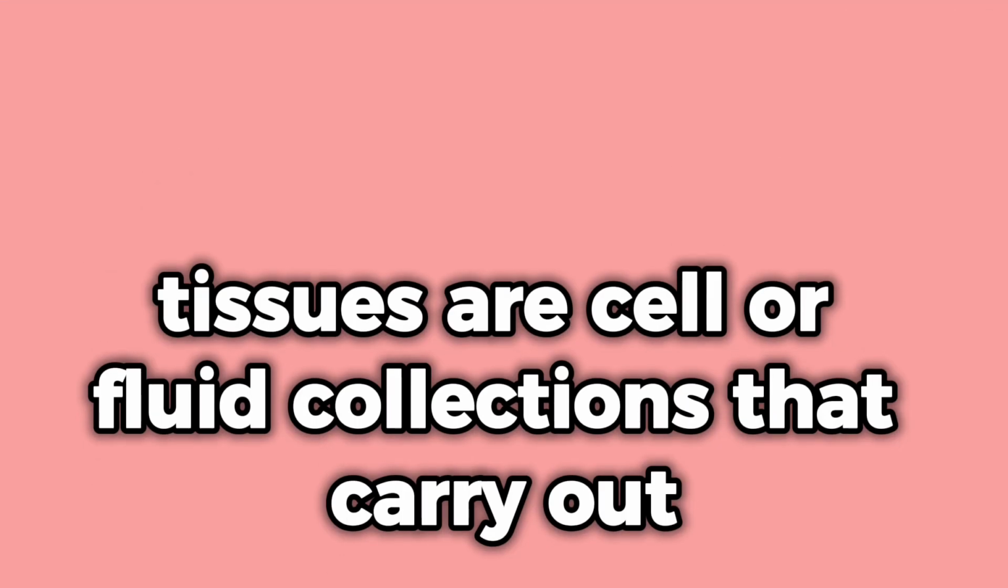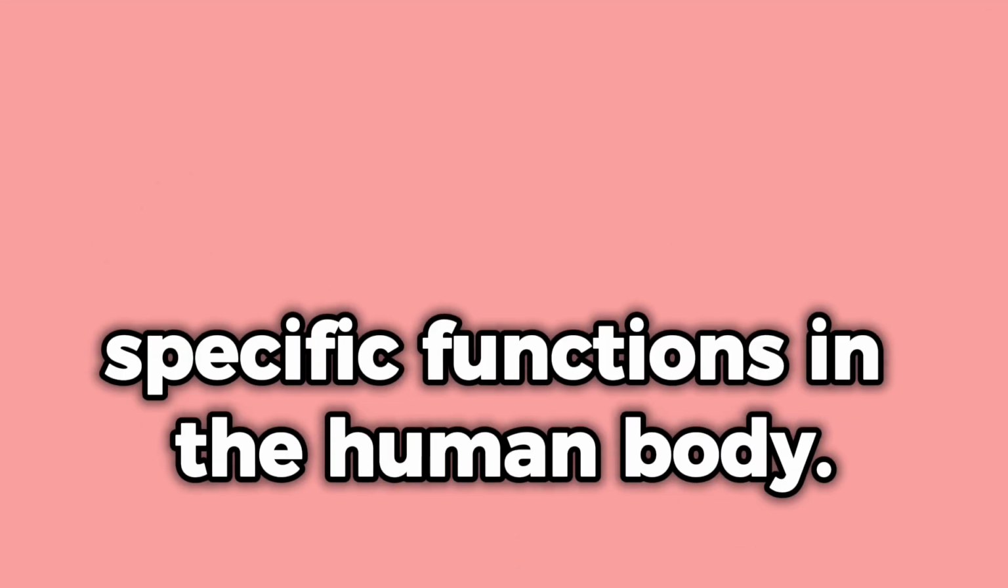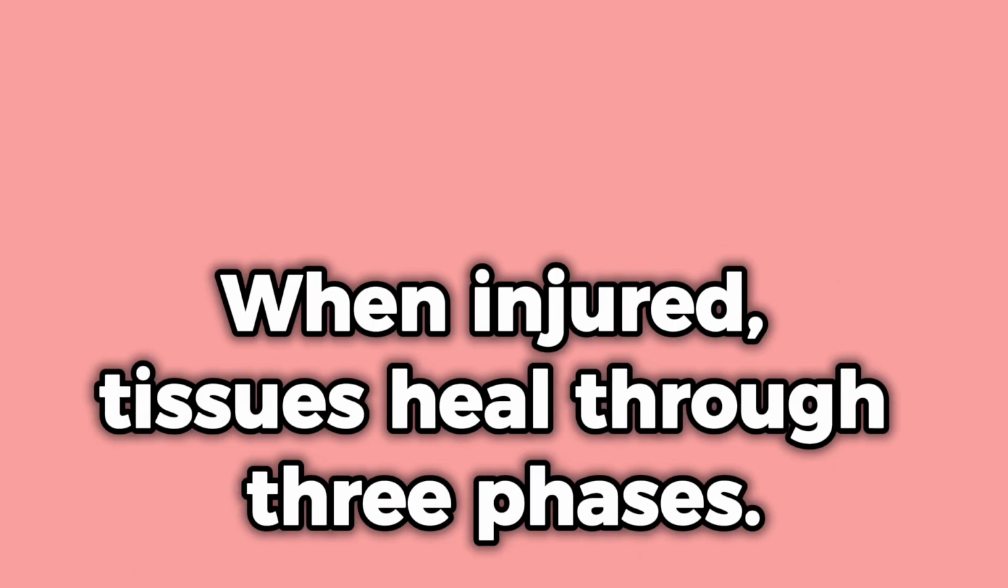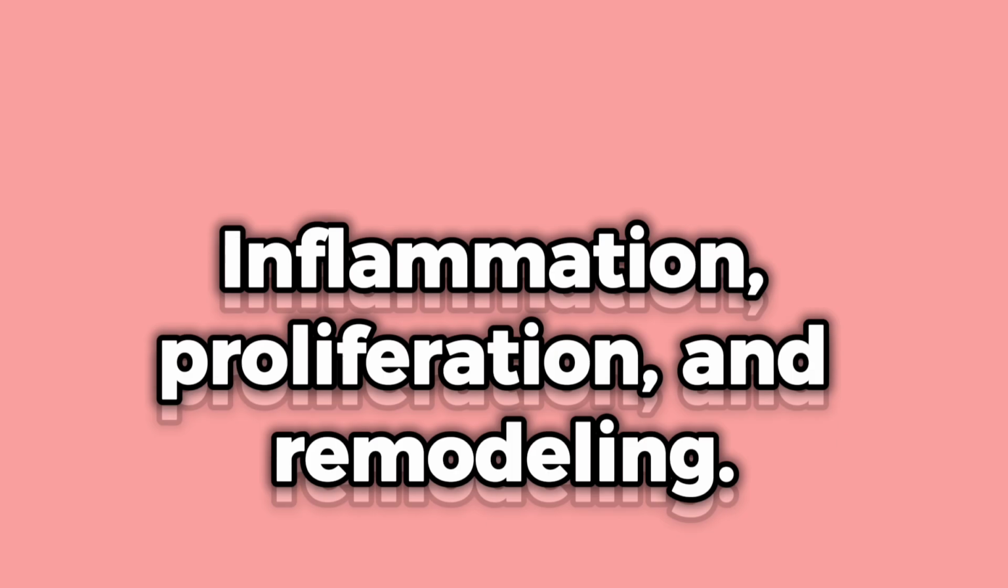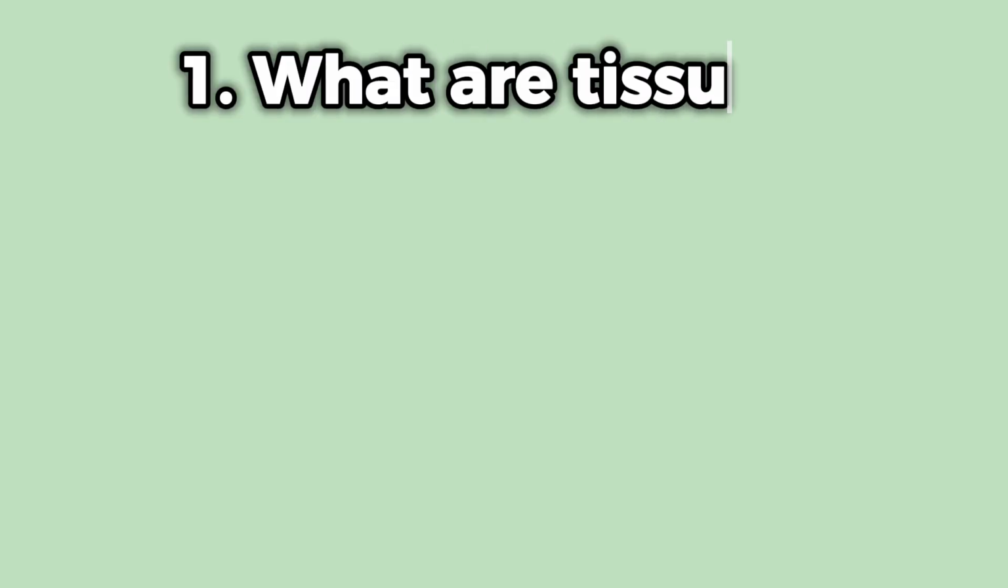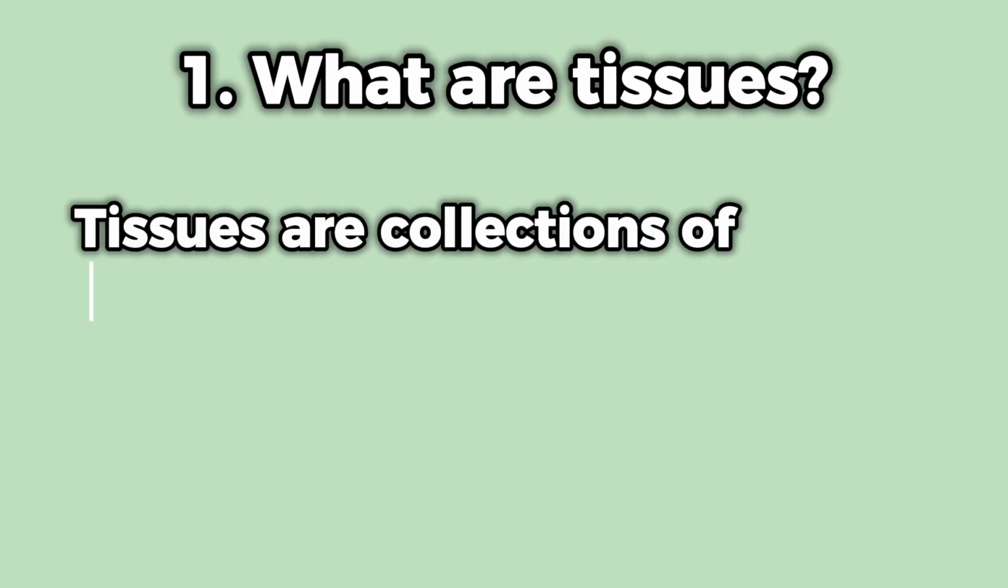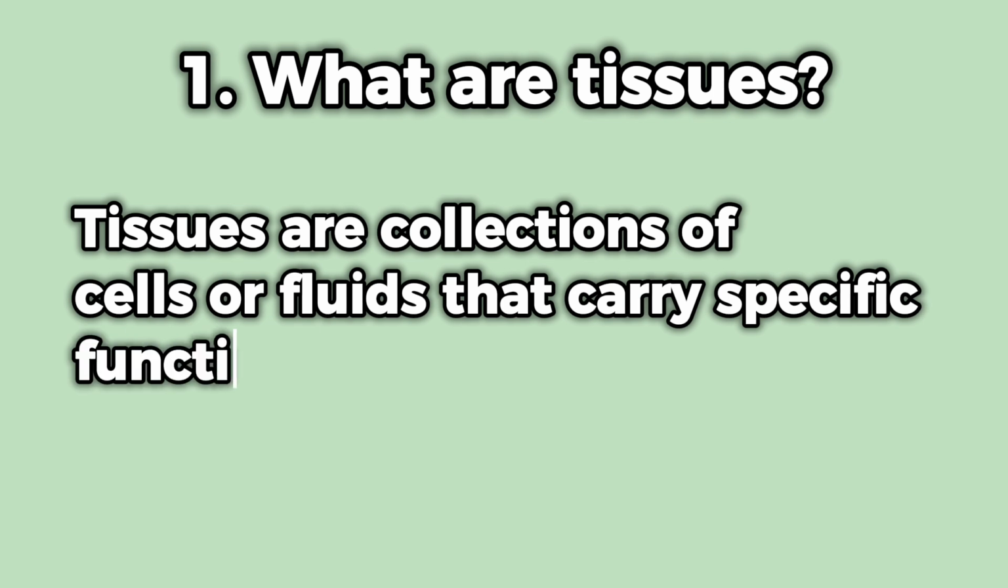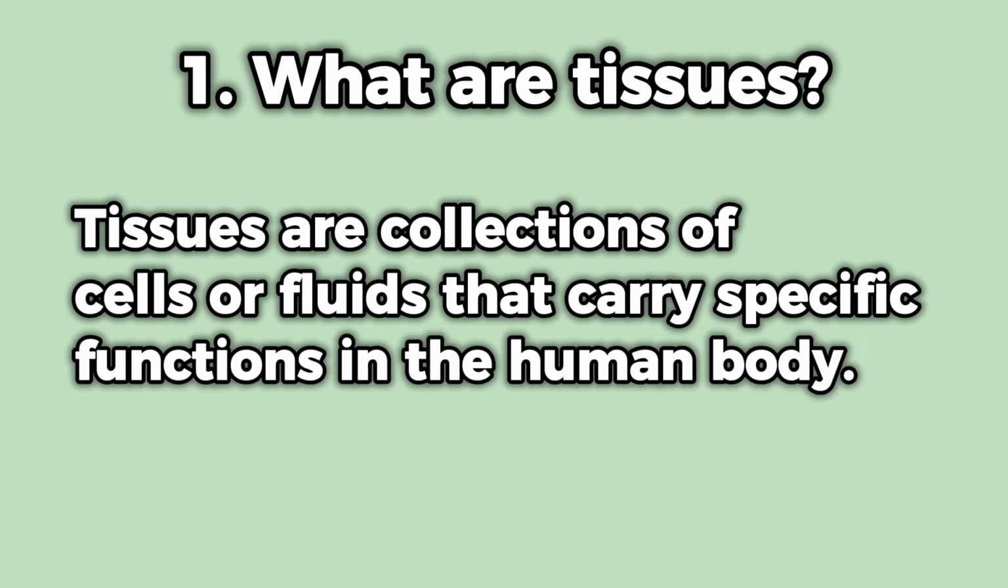To summarize it all, tissues are cell or fluid collections that carry out specific functions in the human body. When injured, tissues heal through 3 phases: inflammation, proliferation, and remodeling. Now to answer the questions. What are tissues? Tissues are collections of cells or fluids that carry specific functions in the human body.